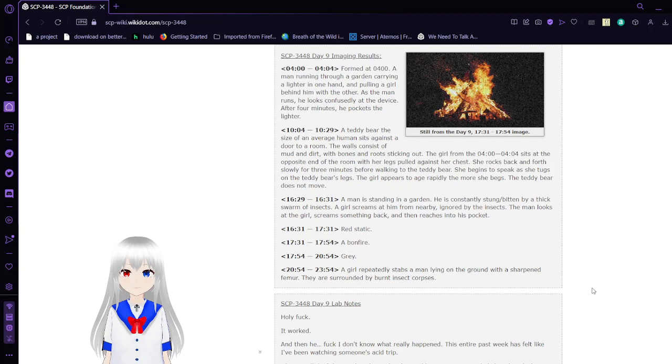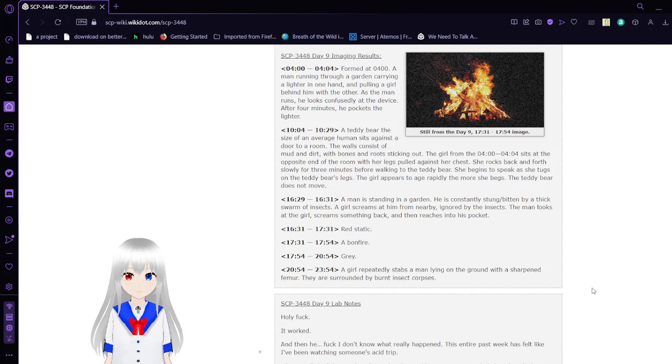10:04 to 10:29. A teddy bear the size of an average human sits against a door to a room. The wall consists of mud and dirt, with bones and roots sticking out. The girl from 1-4 sits at the opposite end of the room with her legs pulled against her chest. She rocks back and forth slowly for 3 minutes before walking to the teddy bear. She begins to speak as she tugs on the teddy bear's legs. The girl appears to age rapidly the more she begs. The teddy bear does not move.